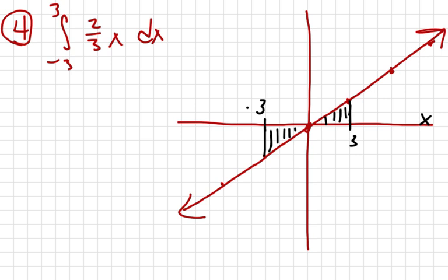Now, these are triangles, so base times height divided by 2 is how we'd calculate the area. So this one would be 3 times 2 divided by 2, so that would have an area of 3.